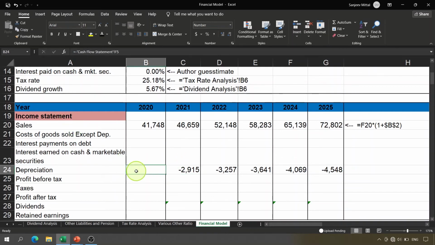Also, we can simply write the depreciation for the year 2020, which you already know is the depreciation for the year 2020 inside the cash flow.